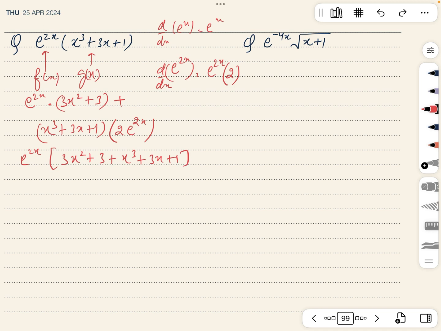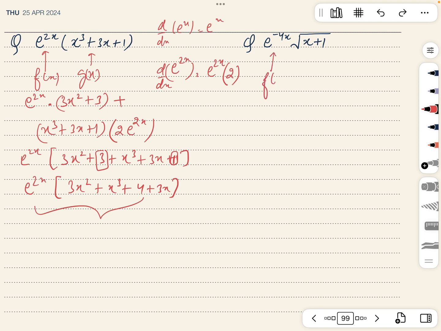Right. This is how now your 3 plus 1 can be added together. So it's up to you to add them and write the final answer. I would just write e to the power of 2x and then 3x squared plus x cube plus 4 plus 3x. A little rearrangement would be required, but this is okay to be the answer. Let's move on to the next one.